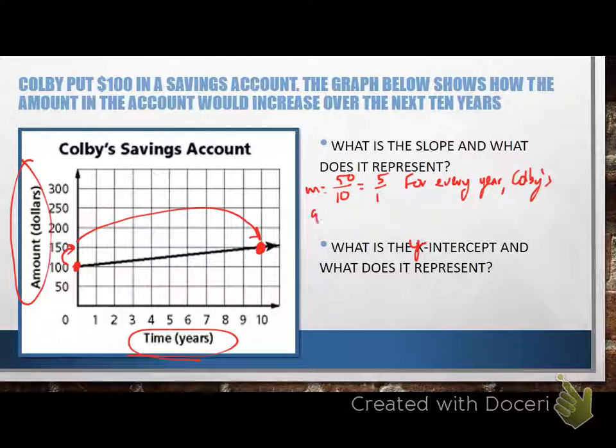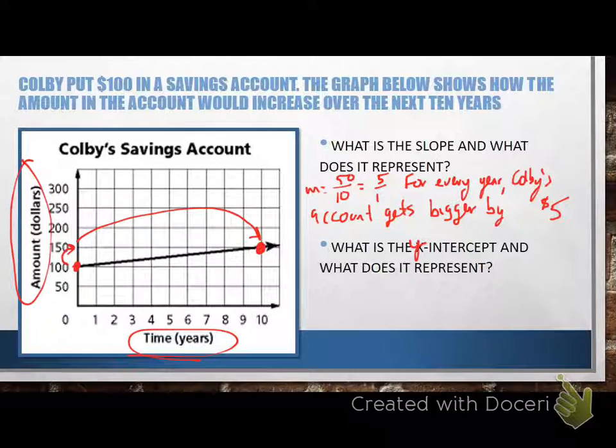Colby's account gets bigger by $5. There's probably a better way to say that, but that works. For every year, Colby's account increases by $5 is probably a better way to say it, but this works too.